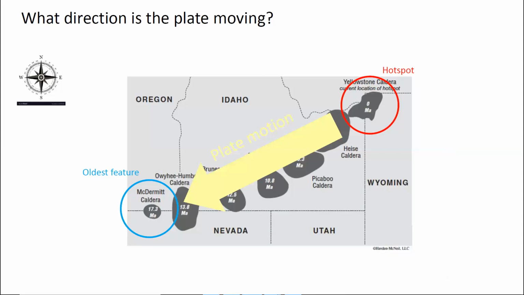But yeah, in short, look at some feature that's not over the hotspot currently, that formed some number of millions of years ago, and then ask yourself, what direction did it have to move to get from the hotspot to its current location?